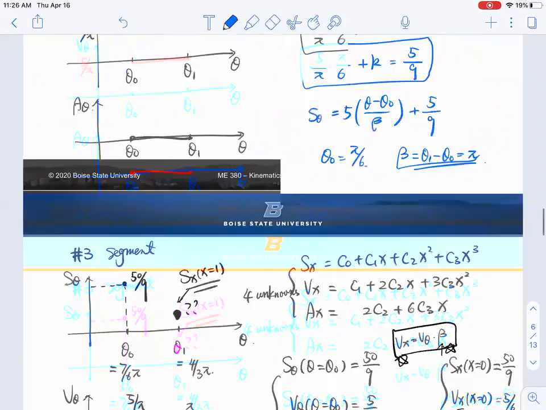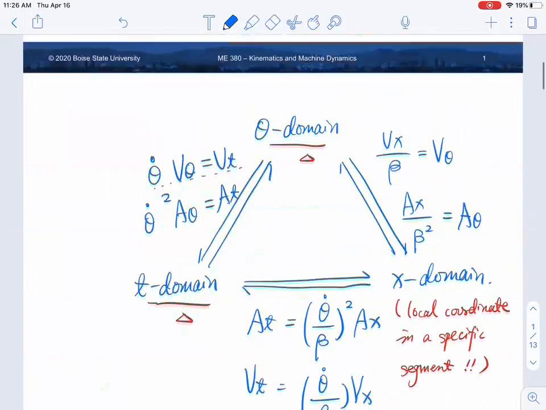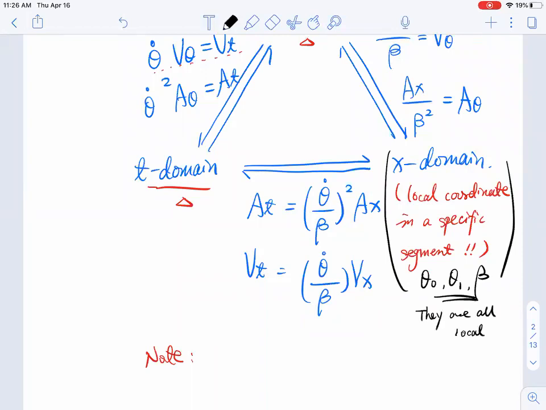And the most important thing is, in that triangle, your x domain is a local coordinate. So if x is a local coordinate, then your theta naught, theta 1, and beta are all local. When I say they're local, that means they might be different in different segments. If you move from segment 1 to segment 2, then you have to recalculate your theta naught, theta 1, and beta.